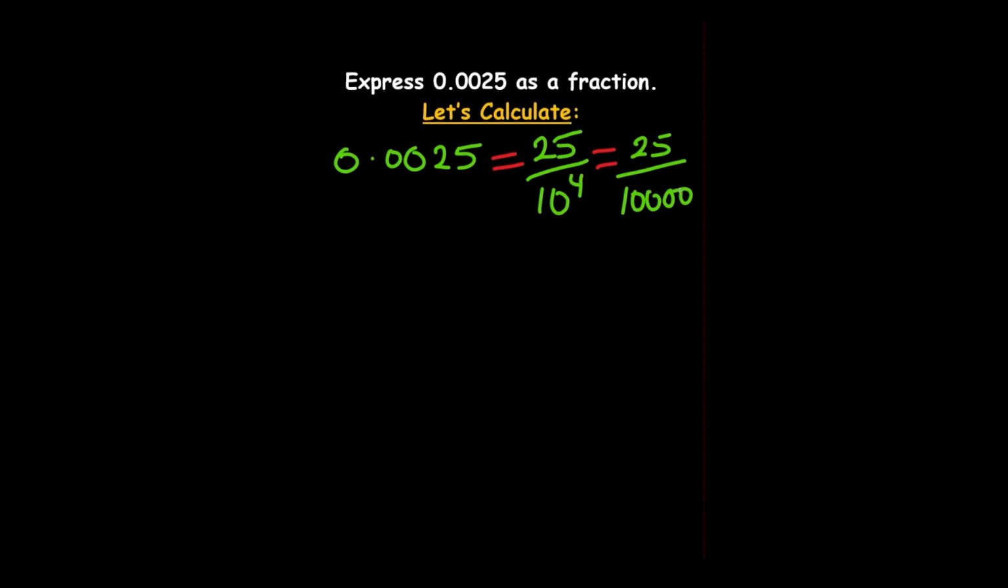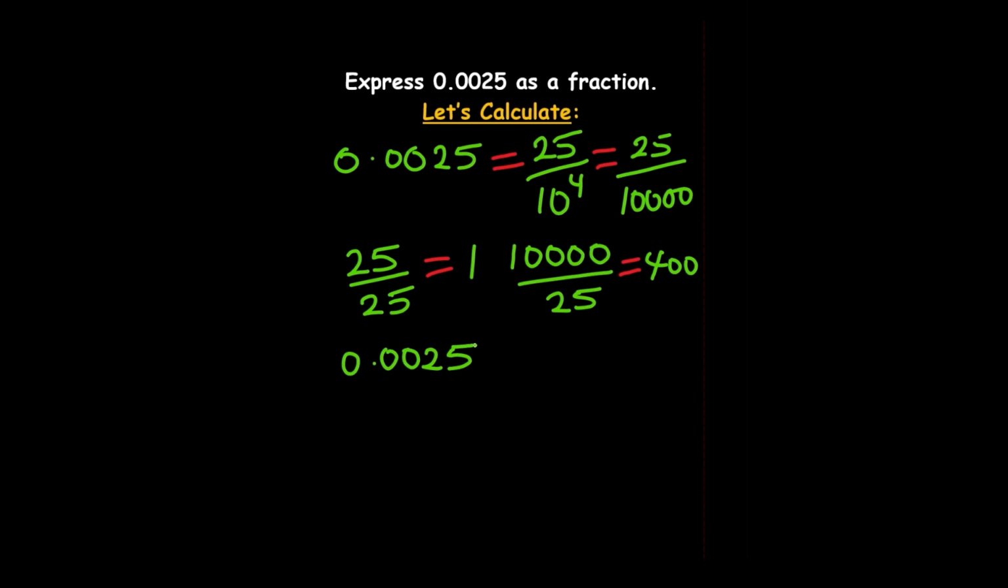Let's express 0.0025 as a fraction. First, write it as a power of 10. 0.0025 is equal to 25 divided by 10 to the power of 4, equals 25 over 10,000. Now, simplify the fraction by dividing numerator and denominator by 25. 25 divided by 25 is equal to 1, and 10,000 divided by 25 is equal to 400. So, 0.0025 equals 1 over 400.